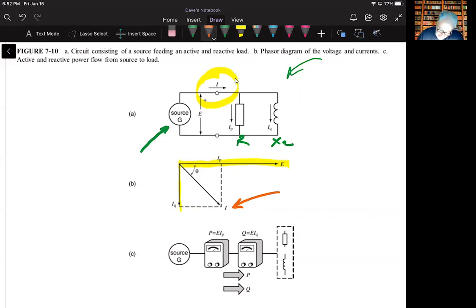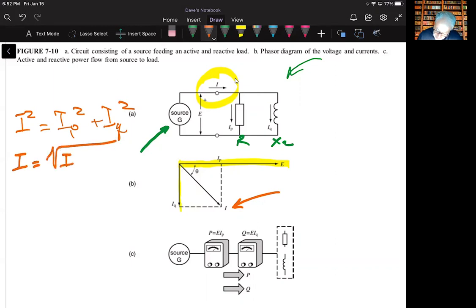This is our fundamental, the Pythagorean theorem, right? I squared is equal to I sub P squared plus I sub Q squared. We take the square root of both sides, and we end up with the total current I equal to the square root of these two quantities here. And that's given to us on our page 141. Okay, so that's what we're working on.